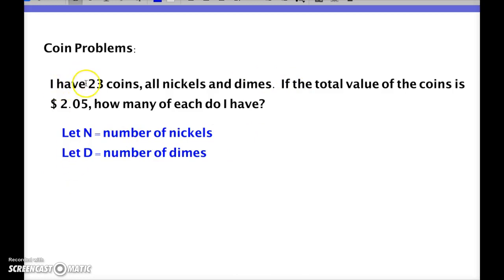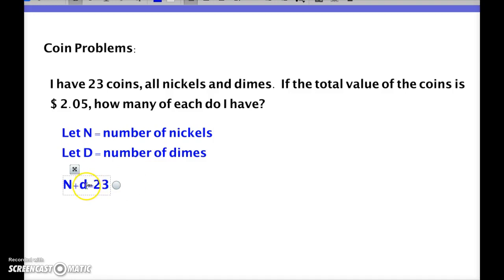So now I know I have 23 coins. So the number of nickels and the number of dimes must be 23. So that equation can be represented by n plus d equals 23. Oops, didn't do a good job typing that. Let's try again. So n plus d equals 23. And the total value of the coins is $2.05.